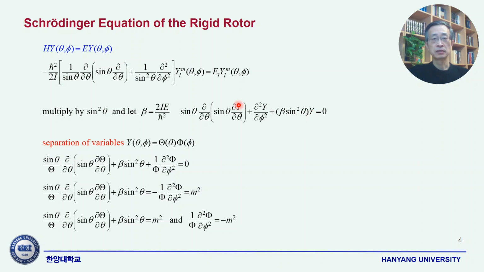Then the phi part is not differentiated by round theta, and the theta part is not differentiated by round phi. So phi is considered to be a constant here, and theta is considered to be a constant there. So they are passed through the differential operator.